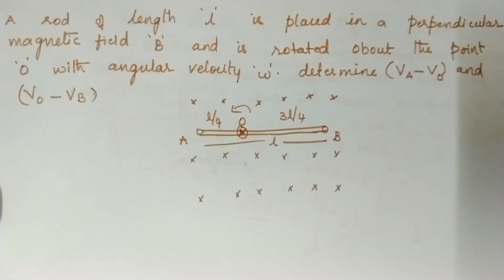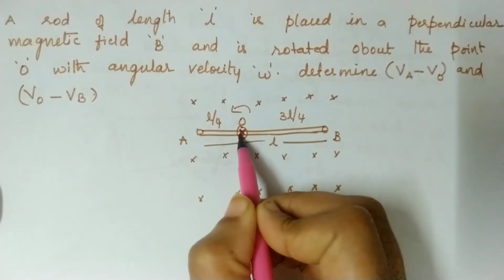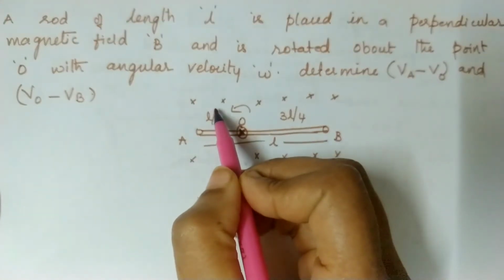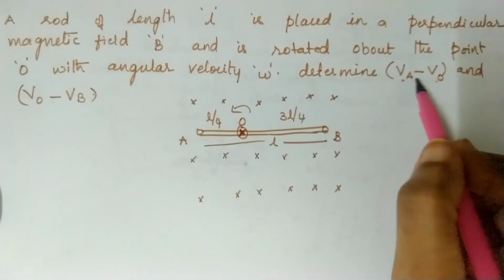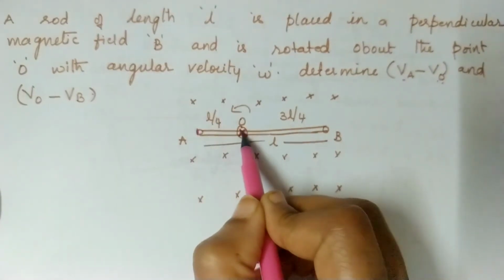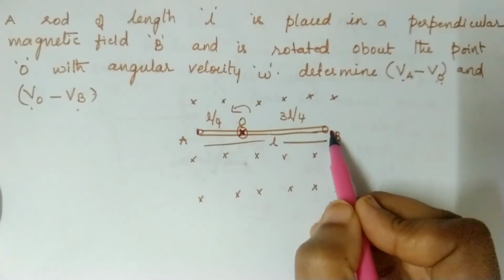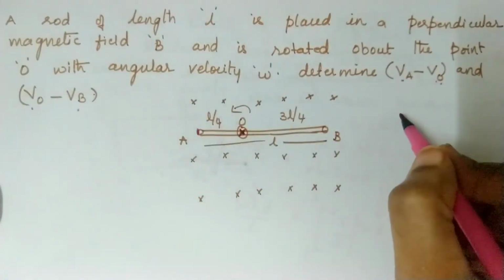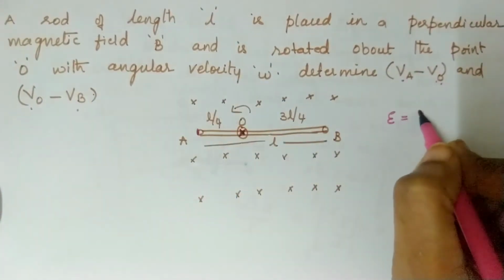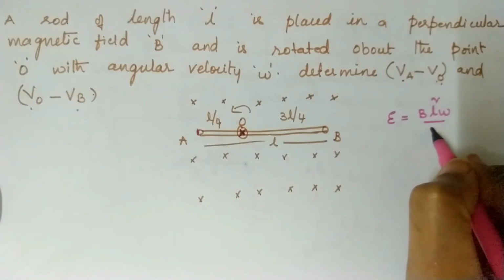Now coming to this question, again they are giving you a metal rod of length L, but it is not rotated about one end, it is rotated about the point O in anti-clockwise direction. Then in such a case, they are asking you to find the potential difference between A and O. This end is A and this end is O. Also find the potential difference between O and B. Just now we have seen that when a metal rod is rotated in a perpendicular magnetic field, the induced EMF magnitude is given by BL square omega divided by 2.